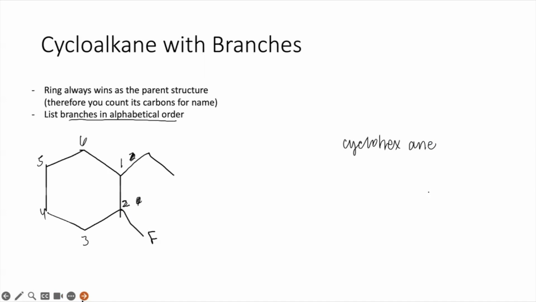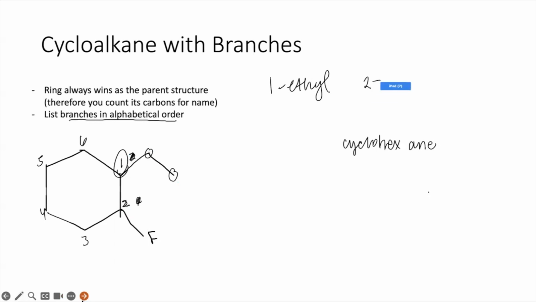All right, so now we got to tell our audience about the branches. So this is, I think, the first time we've dealt with 2 branches. And so this listing the branches in order applies to linear branches as well, multiple branches on linear structures. So we have one ethyl, right? Because this is a 2-carbon structure coming off of the first carbon.